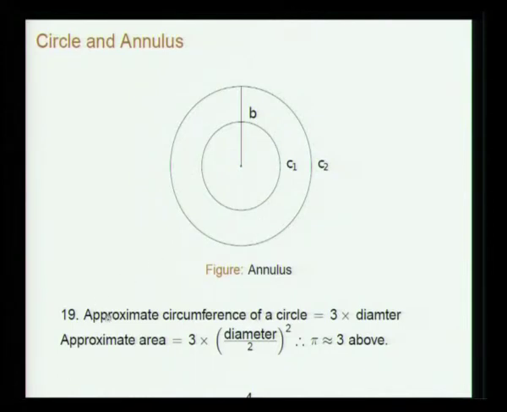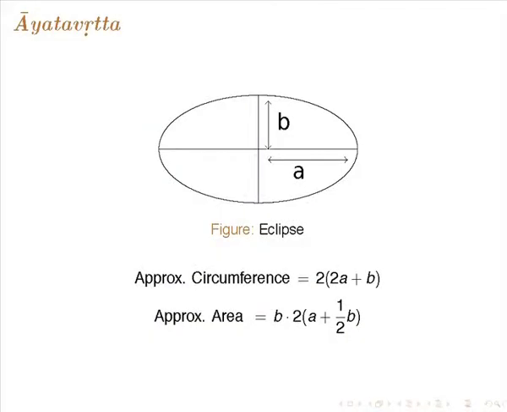Then the approximate circumference, even according to Mahavira it is approximate, is given as 3 into diameter. So, essentially he is taking pi equal to 3, whereas the approximate area is (3 into diameter by 2) whole squared. So, essentially a very crude value of pi, that is 3, is taken.